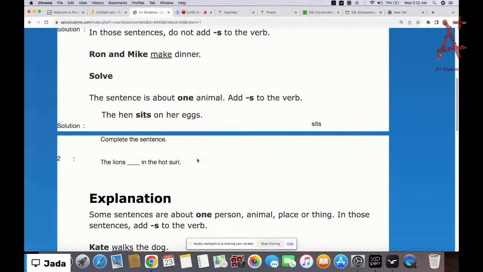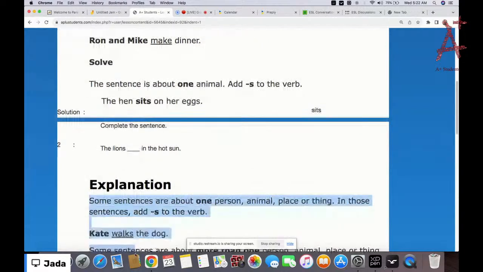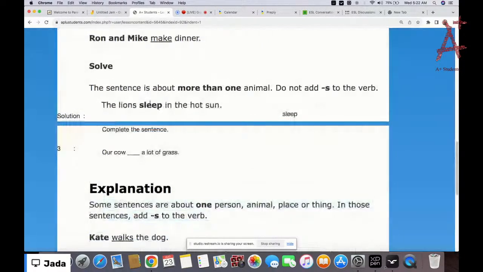Okay, so this is it. You see that sits here with s because it's one hen. Okay, so that's it. Do you guys understand this now? And then it says the lions. So you see now it comes to the lions. So lions have s. Since lions have s, it's more than one lion. So it's going to be a verb without an s. So the lions sleep. So you see that the verb has no s. Okay, so that's how it's done. That's everything that you need to note.